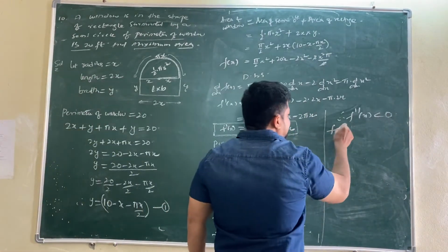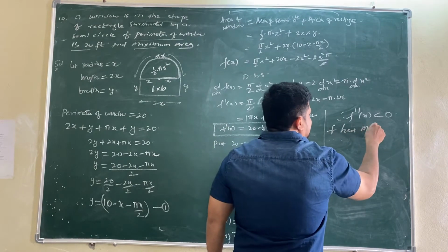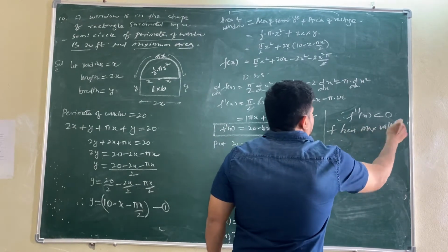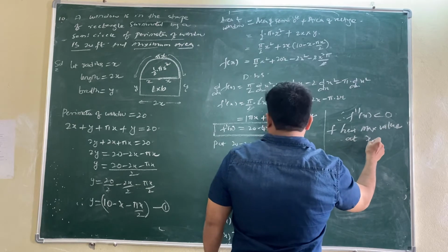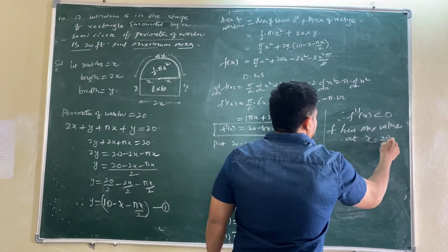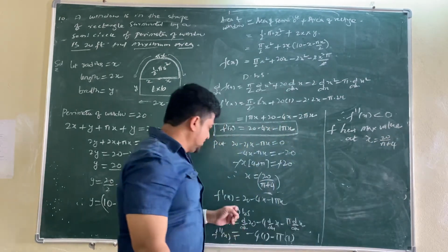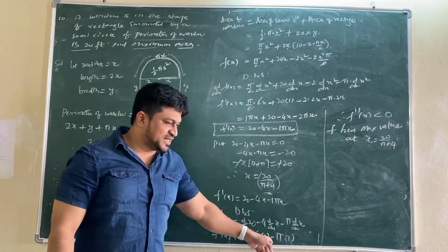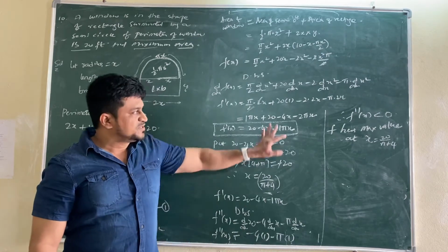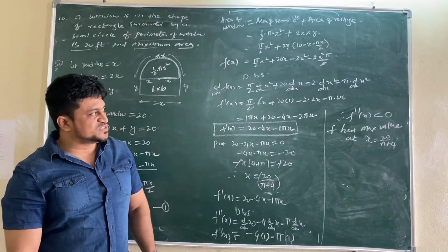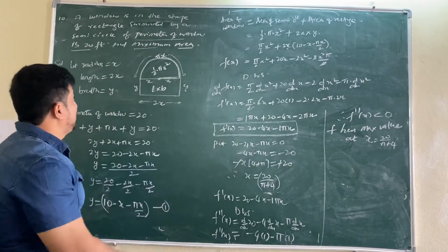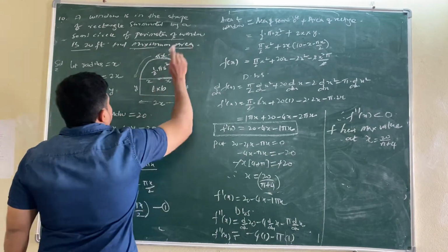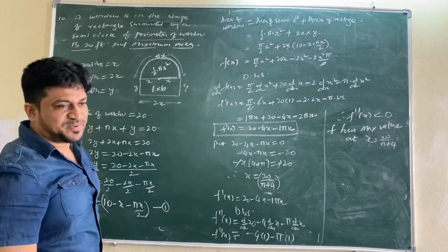F has maximum value. After differentiating again, in f double dash of x both are minus, we don't find any x value to substitute here. So we have to write f double dash of x is less than 0, f has maximum value. We need to find the maximum area. Maximum at 20 by pi plus 4.